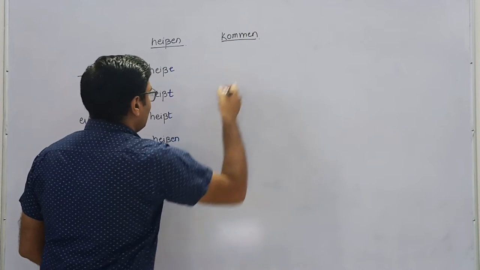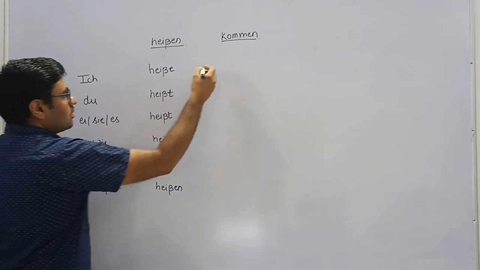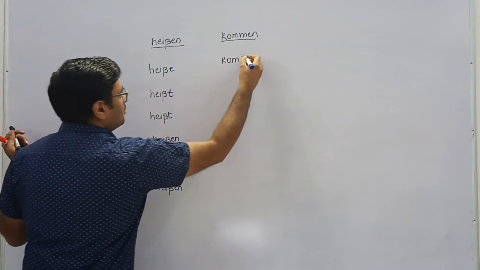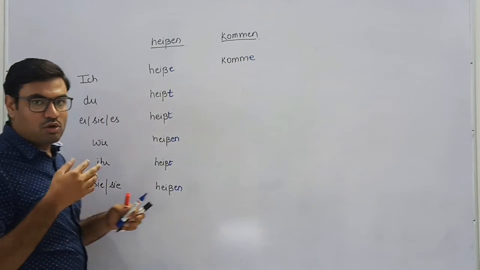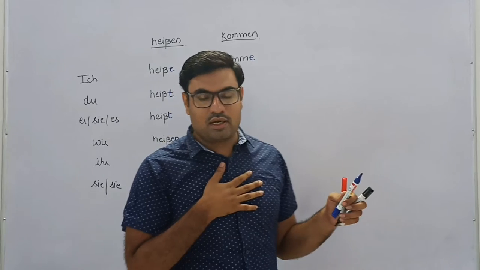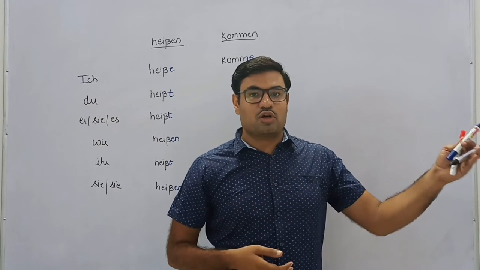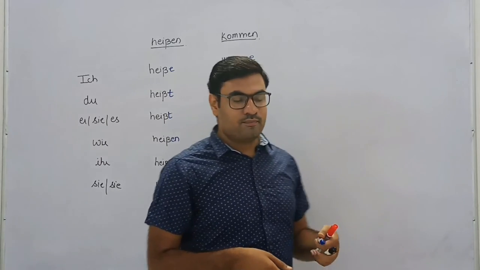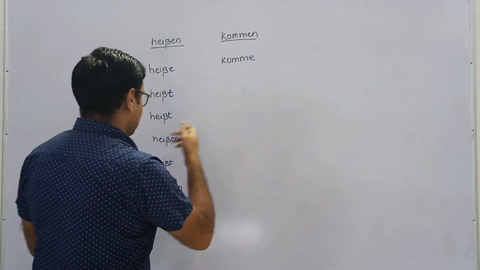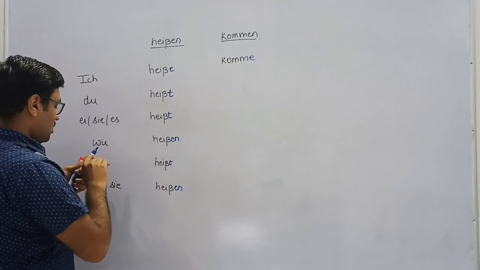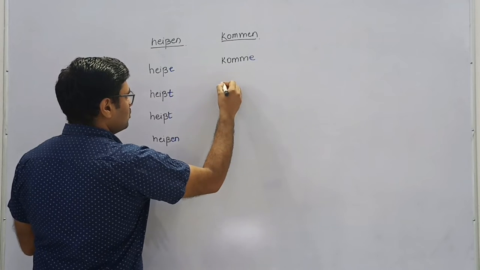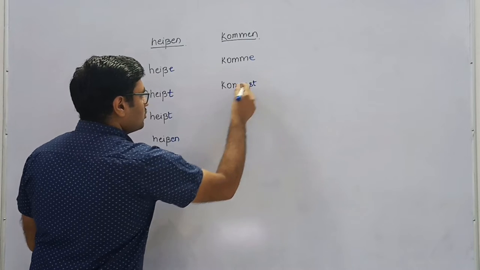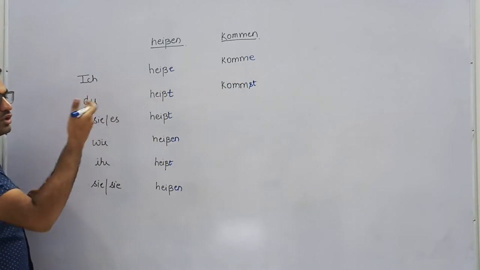Next verb is kommen. Ich komme. I come. Ich komme aus Indien. I come from India. Du kommst aus Deutschland. This means you come from Germany. Du kommst.